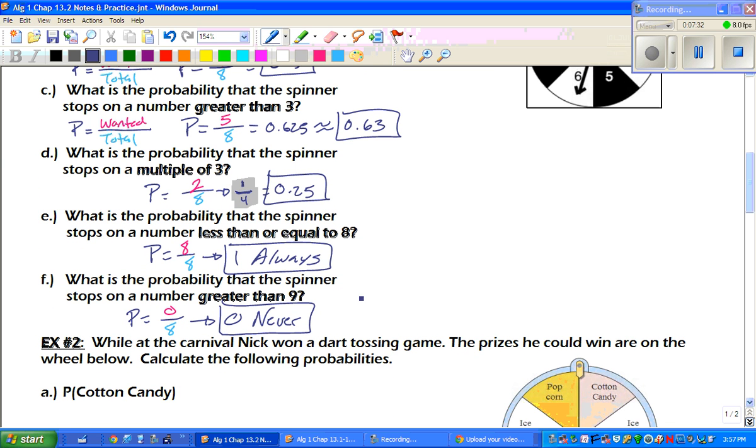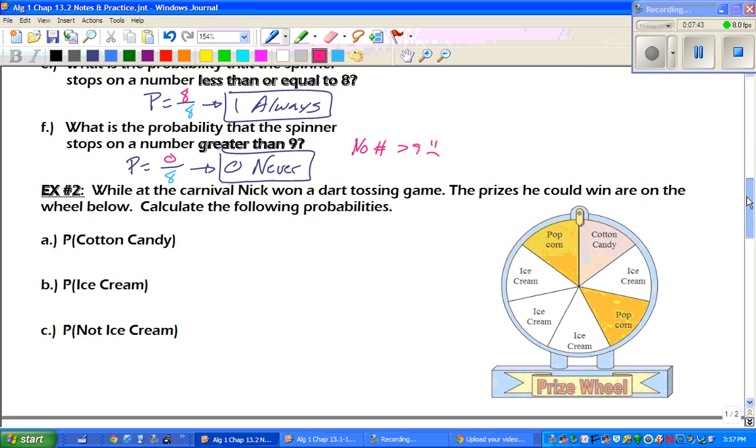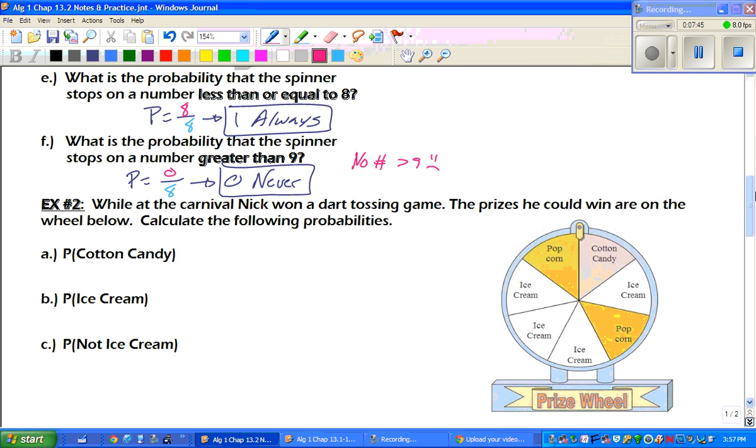All right, and that is because there is no number that is greater than 9. So it's never going to happen. All right, while at the carnival, Nick won a dart tossing game. The prizes he could win are on the wheel below.